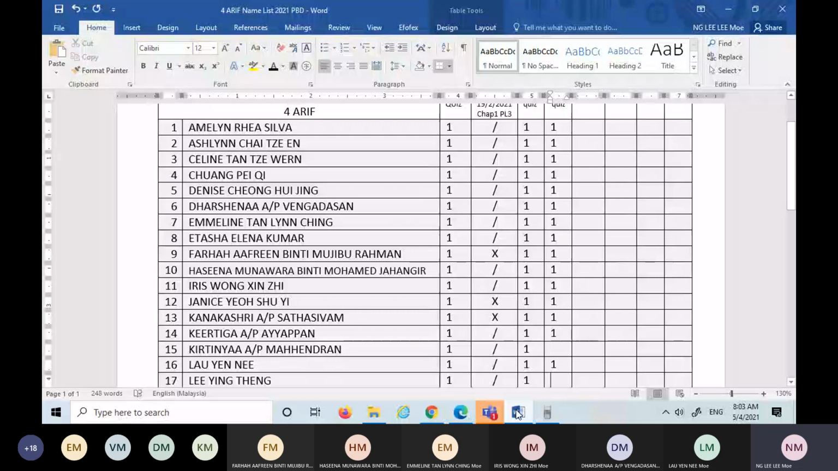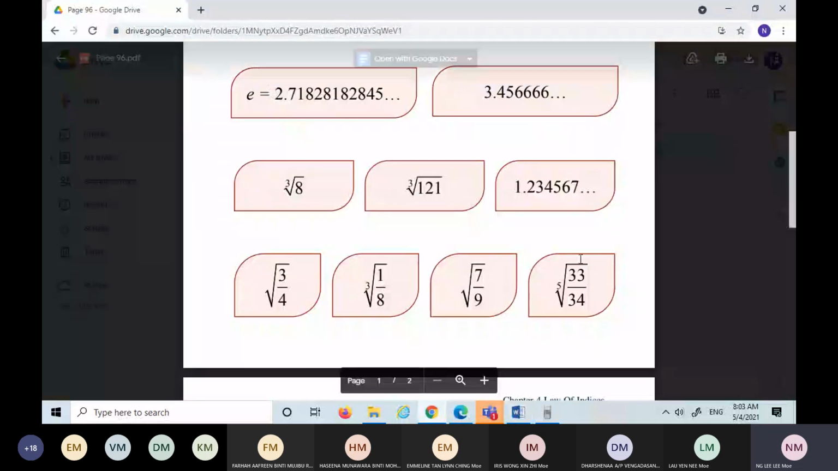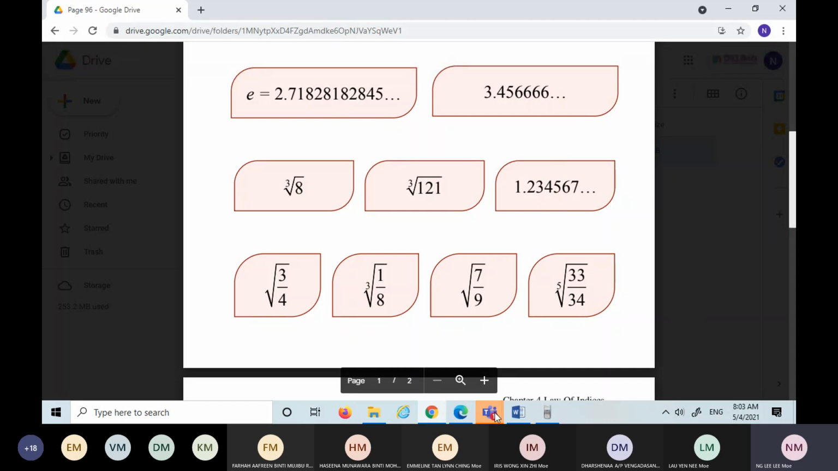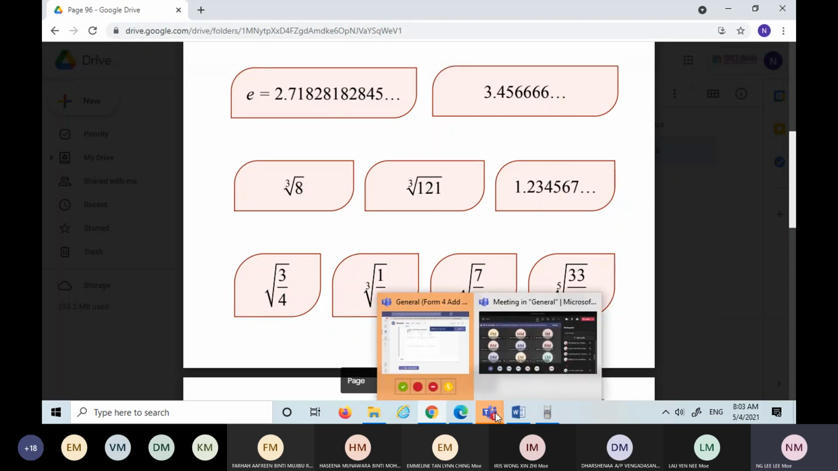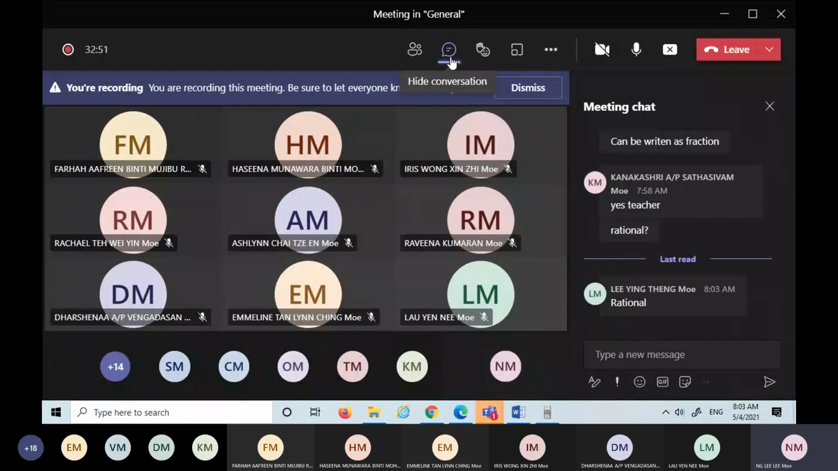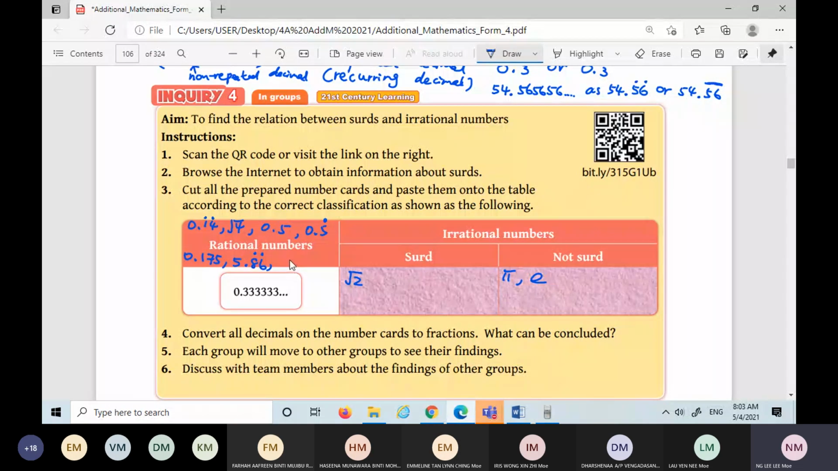Okay, Yin Ting, can you do the next? Okay, 3.45, let the 6 be repeated: 6, 6, 6, 6, 6, 6. Okay, because it's repeated, so it's a rational number. Very good. Okay, so how do I write? 3.45, but the 6 is repeated. Okay.